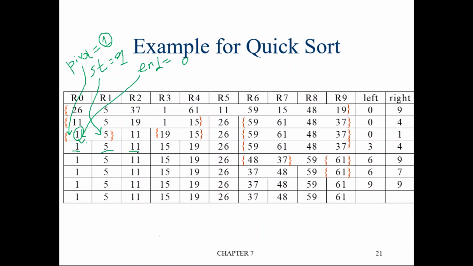So similarly we can do for other parts also. Say for example, this 19 also we can work out like that. If you take 19, what is the start and end? So pivot is what? This is 19. This value 19 is the pivot.